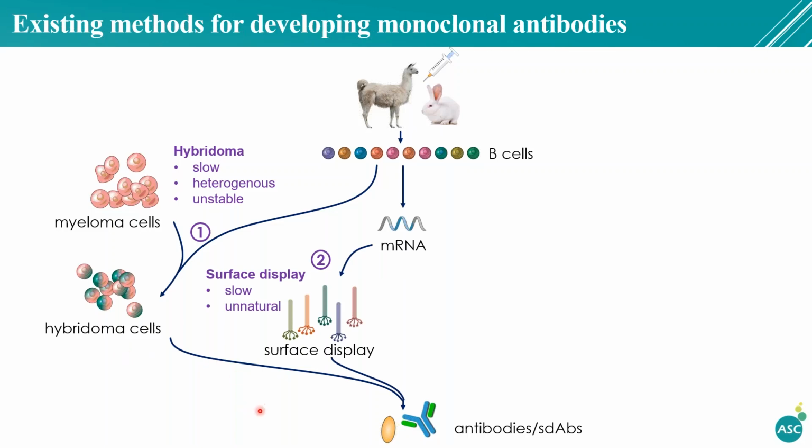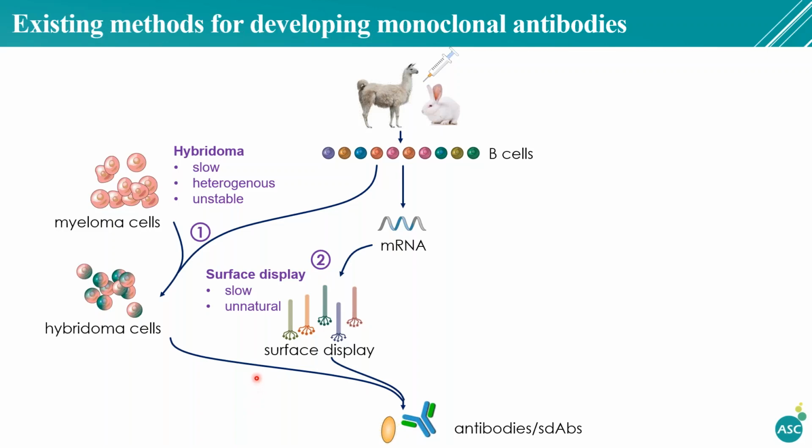The second method I would like to introduce is also a Nobel Prize winning technique. It's called surface display. Most often used are phage display and yeast display. This method is also slow and it's kind of unnatural. By unnatural, I mean that first, the antibodies are expressed in an environment that is quite different from the mammalian cell environment where the antibodies were originally from.